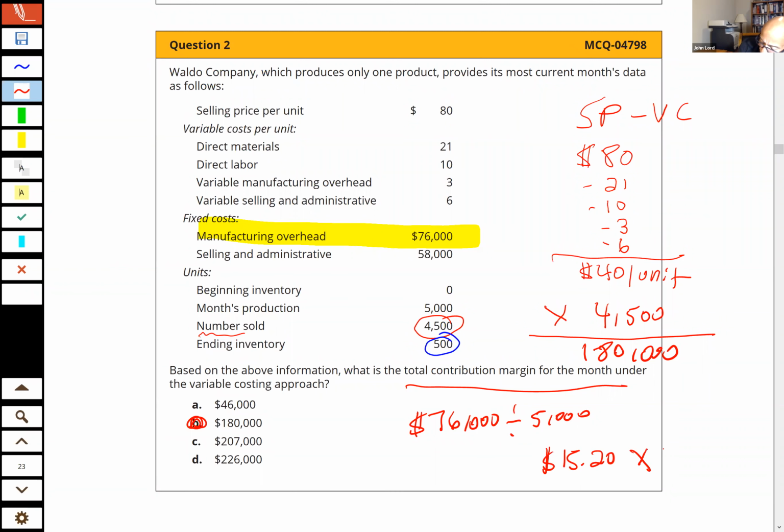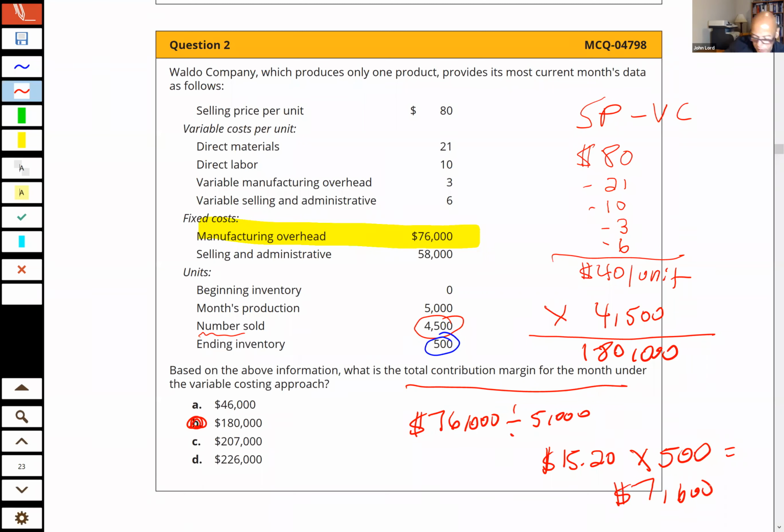Okay. And then we would multiply that by what? 500. 500 units. That's how much more the absorption net income, operating income would be over variable. 7,600 is the total. 7,600. Okay, thank you.